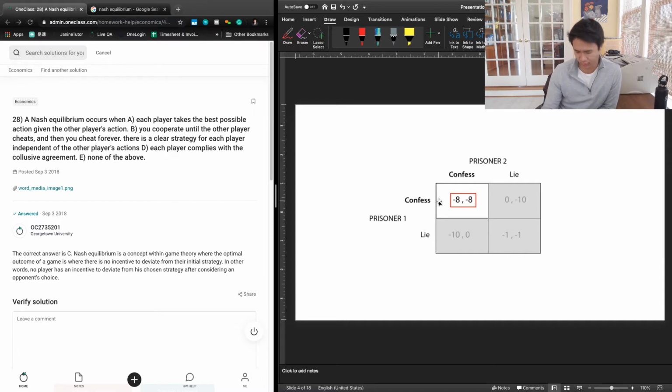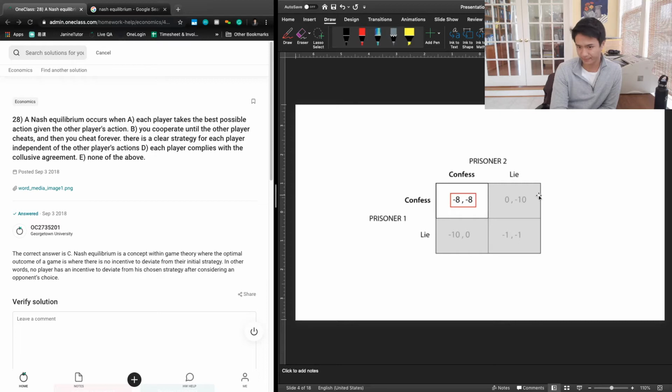The way we can look at this is if we break it down into different decisions. Let's say we're prisoner 1. Let's assume the other person is going to confess. What would we prefer to do if we knew that? We would choose between confessing, which would give us 8 years in jail, or lying, which would give us 10 years in jail. Obviously, we'd rather spend 8 years than 10 years. So if we knew the other person was going to confess, we would also choose to confess, right?